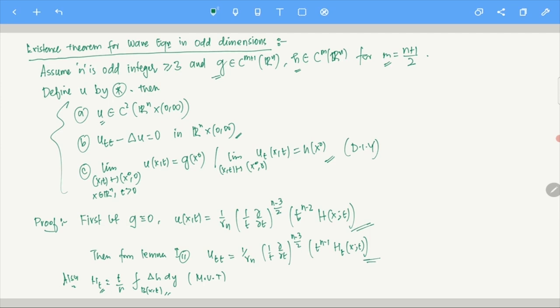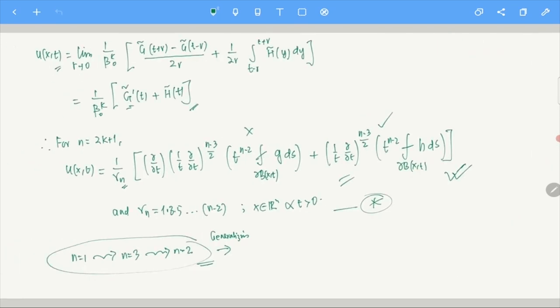So in odd dimensions, this is the formula which we really need. This is our Kirchhoff's formula for n odd, greater than or equal to 3, and this formula actually solves our wave equation. Clear? So let us end it here.